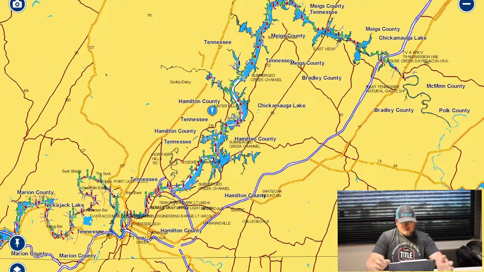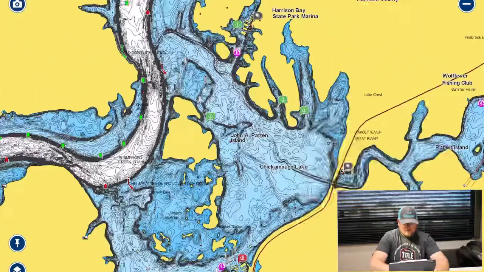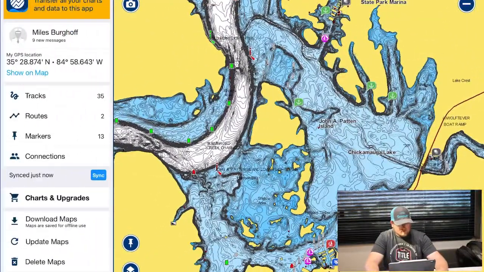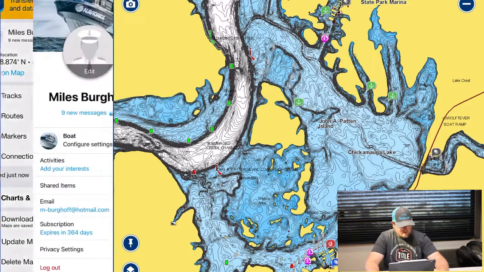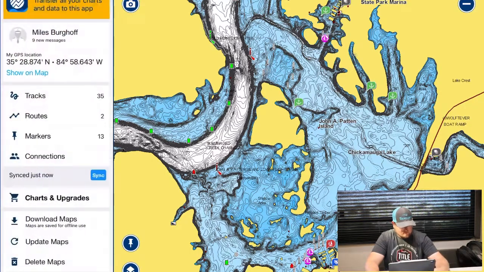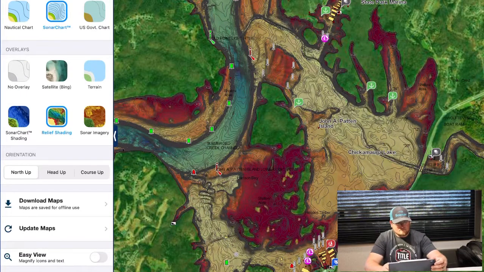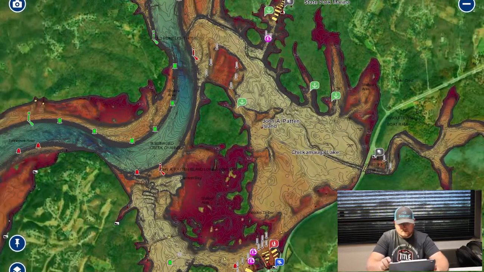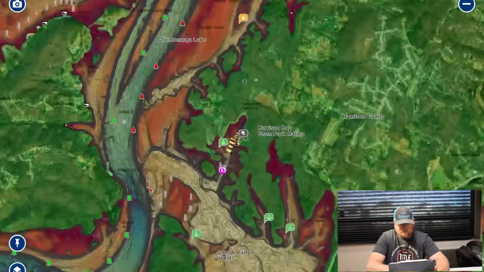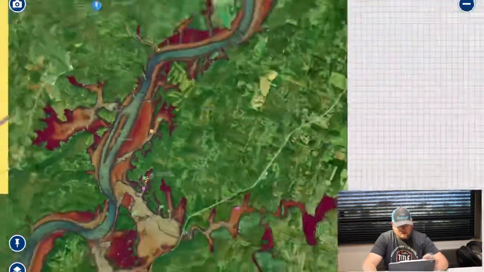So the first thing we're going to do is zoom in here, and we're going to go to menu. We're going to go to map options after we get this out of the way. We're going to go to map options, and I want to turn on relief shading just to spruce things up. Doesn't that look nice? It's always nice to have some color shading in there, relief shading. All right, so let's start off.